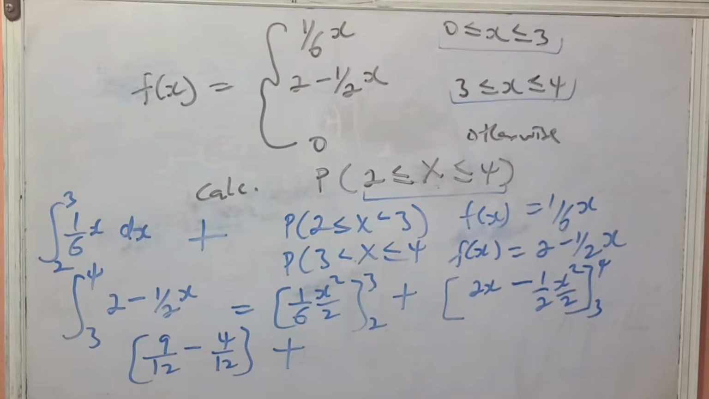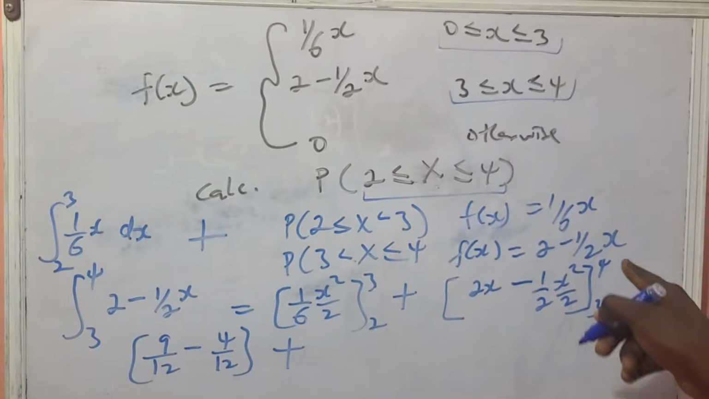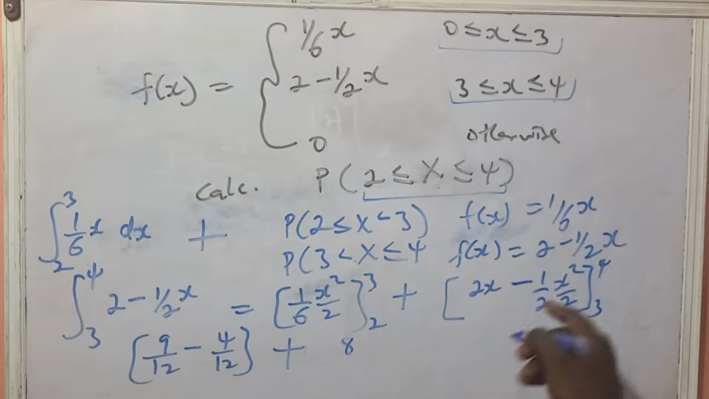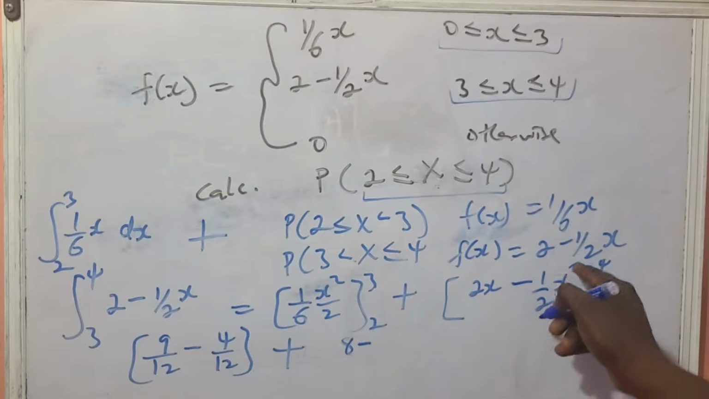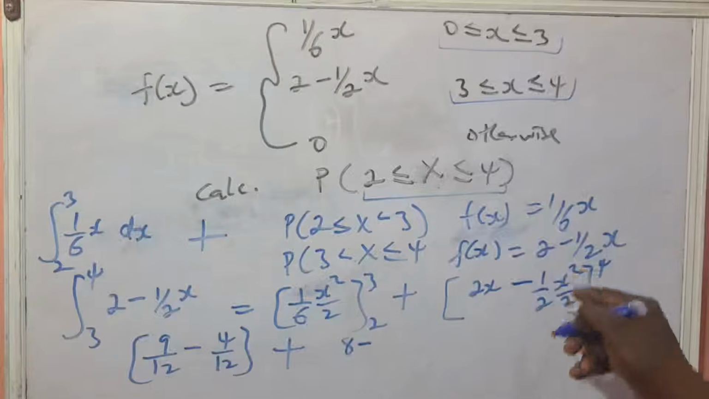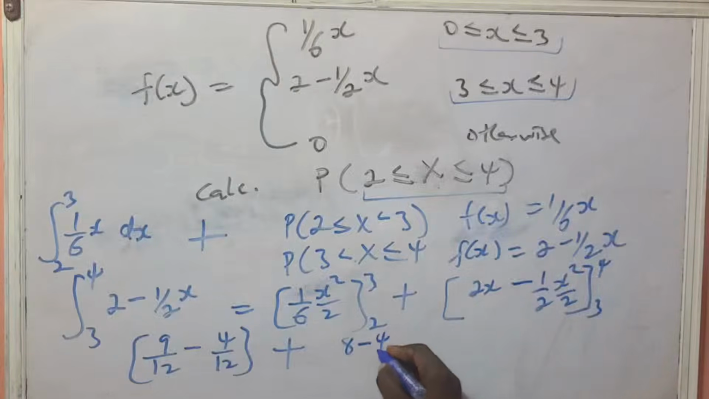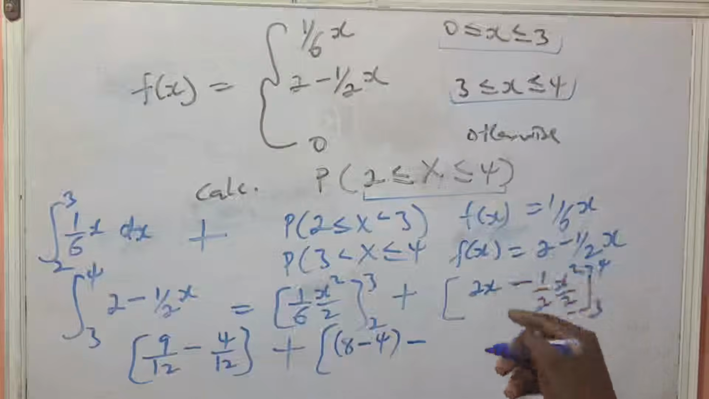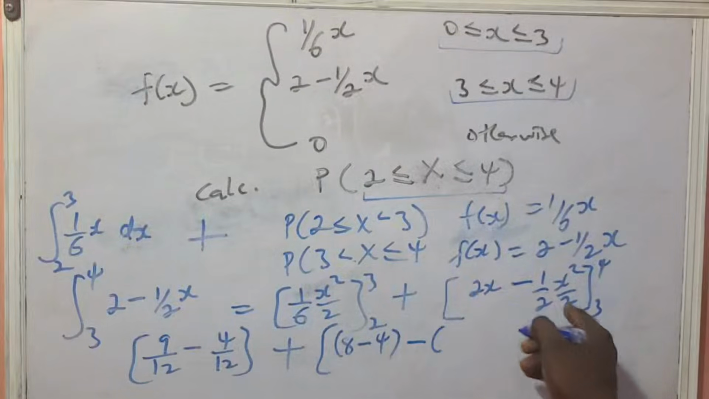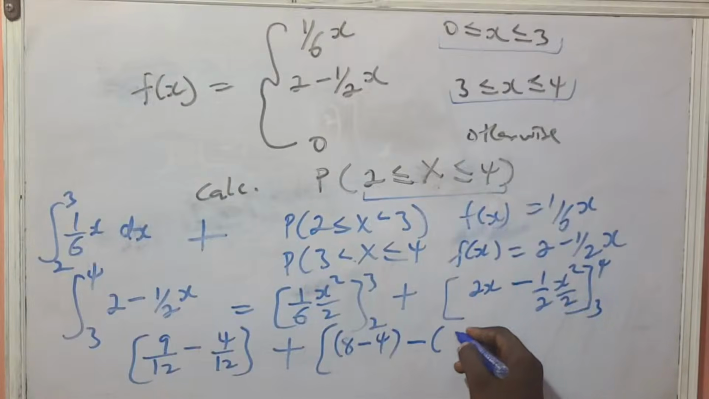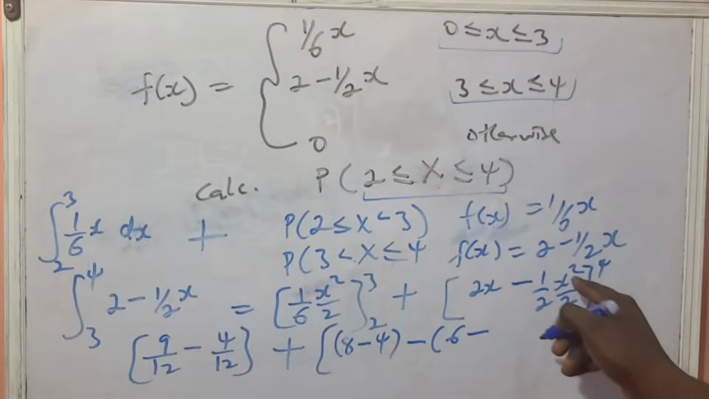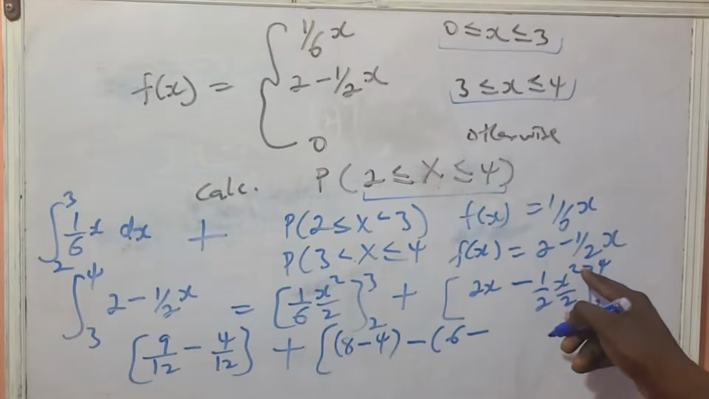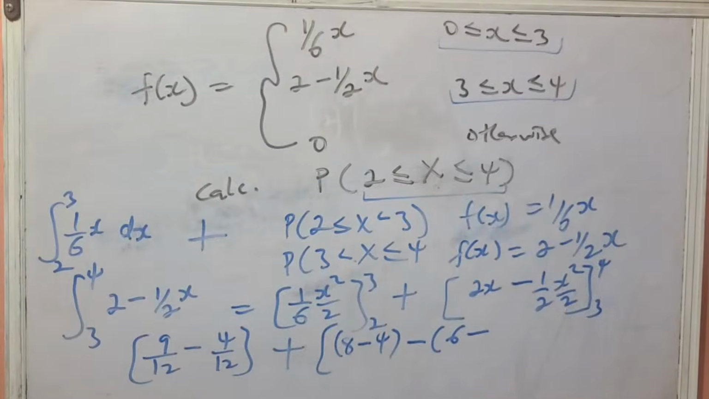Plus the second one. You put in your value of 4 as your x, you'll have 2 times 4, that will be 8, minus 4 squared, that's 16 over 4, which is 4. That will be 8 minus 4, that's for when x was 4. All right, minus, you put for when x was 3. When x was 3, 3 times 2 is 6, minus 3 squared, that's 9 over 4. Does that make sense?